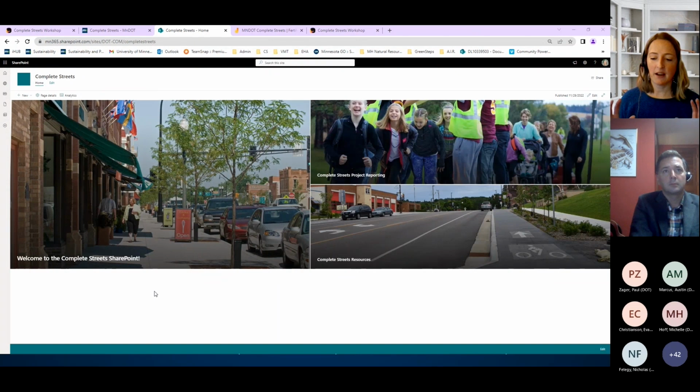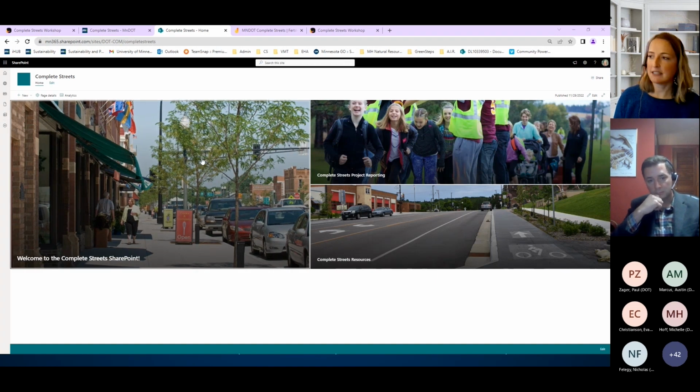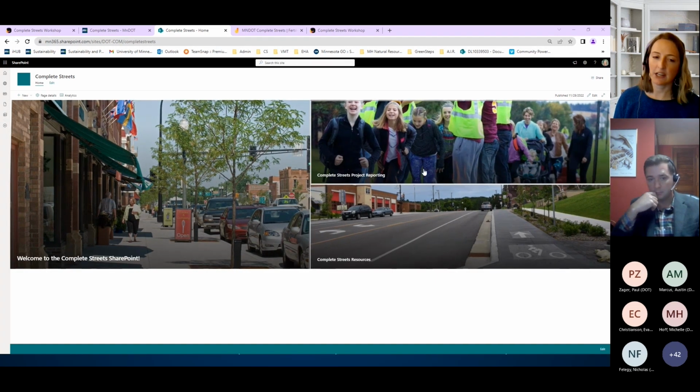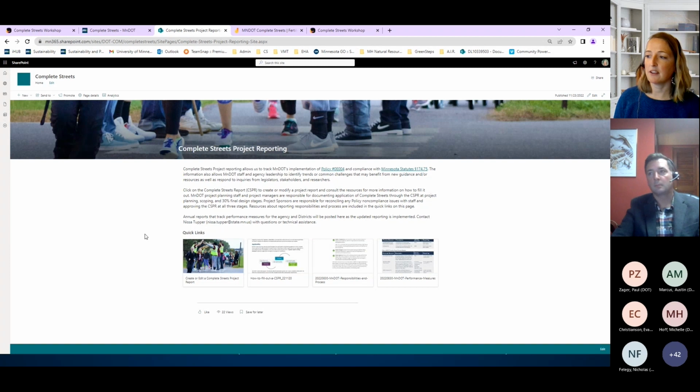Before, we just had a holdover SharePoint site that had a list of all of the projects. This is a way for us to consolidate things for easy access internally. So this welcome image doesn't click onto anything, but if you dive into these other two sections, there's resources. So Complete Streets Project Reporting. This is where you'll find all the information you need to understand the reporting requirements and to actually do the reporting. So again, important to bookmark this.